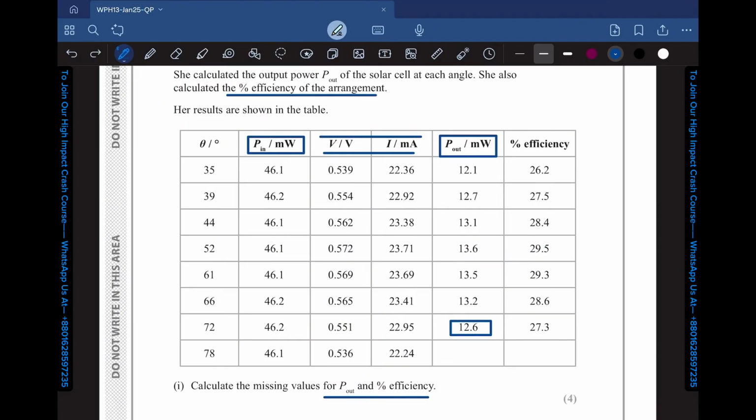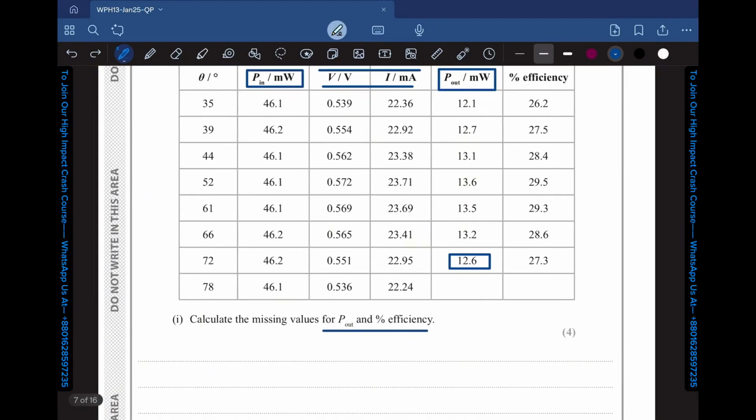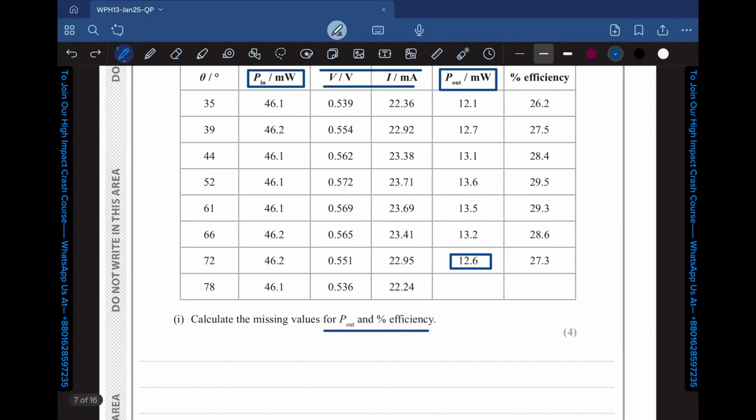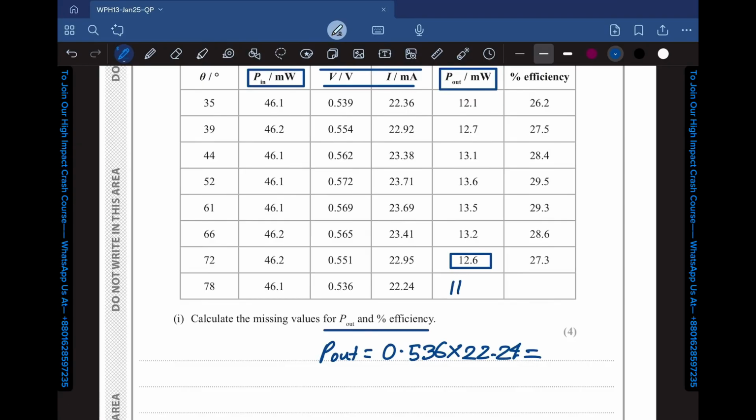So it will be 0.536 into 22.24. Power output is going to be 0.536 into 22.24, and our value will be 11.9. So our value is 11.9.